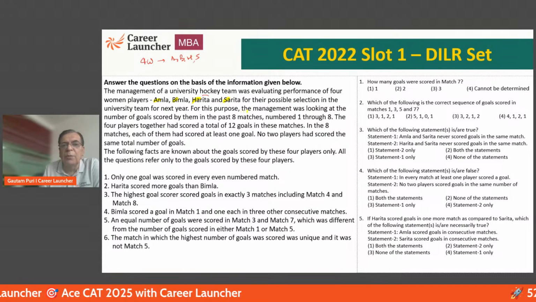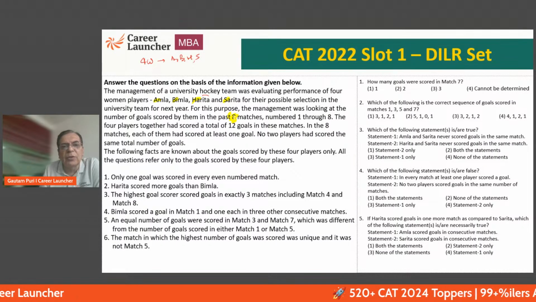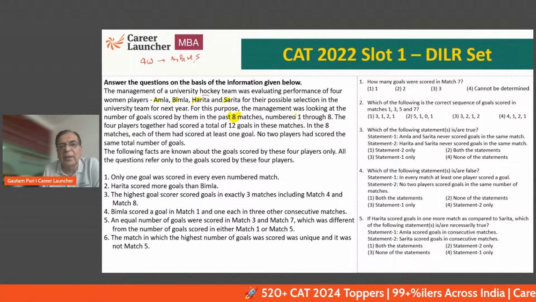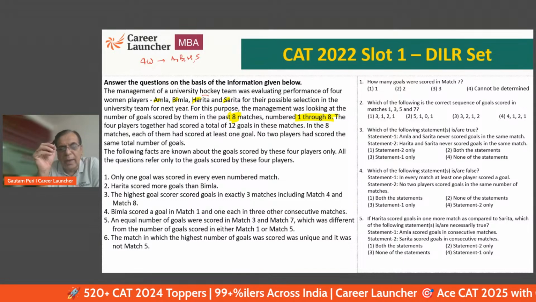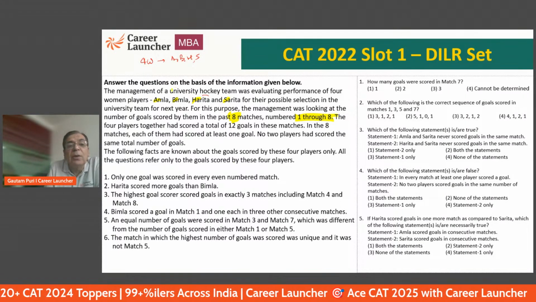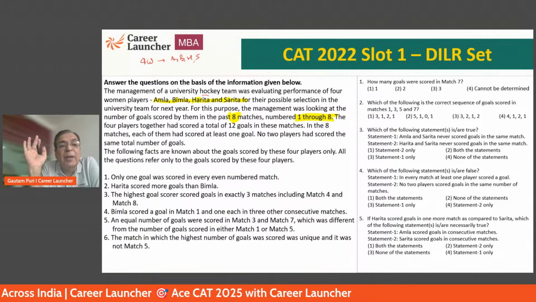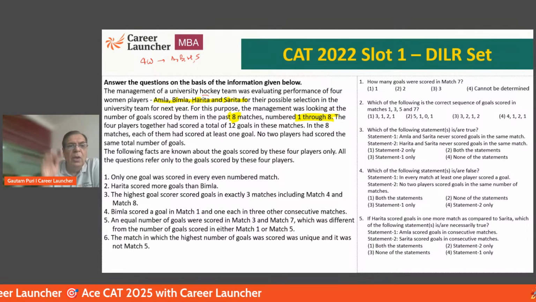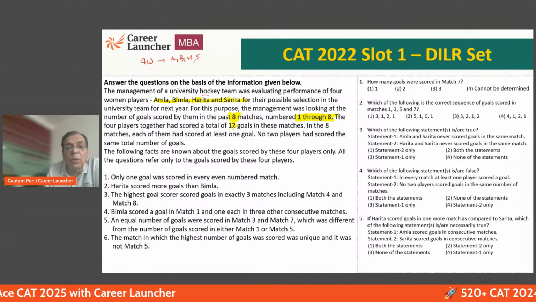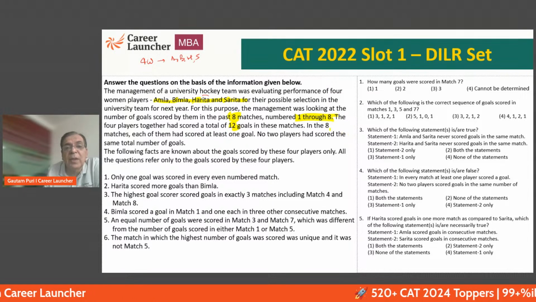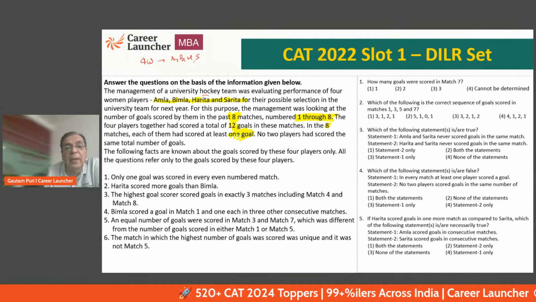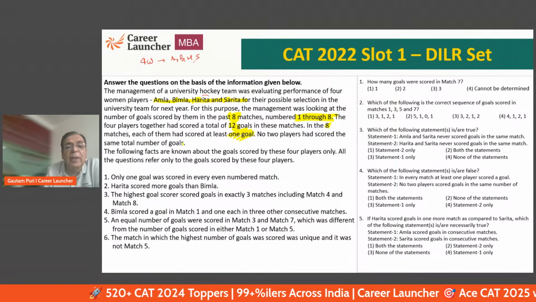For this purpose, the management is looking at the number of goals scored by them in the past 8 matches. So 8 matches data is what we look at, match 1 to match 8. How many goals each of these ladies A, B, H, and S scored in each of these 8 matches is what we'll be looking at. The 4 players together had scored 12 goals in these matches. In the 8 matches, each one of them had scored at least 1 goal. No 2 players had scored the same number of goals.